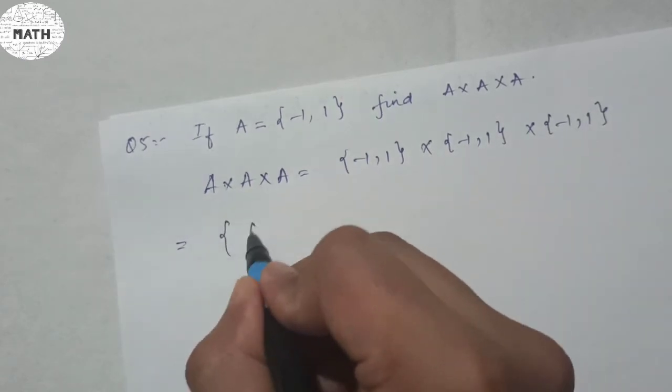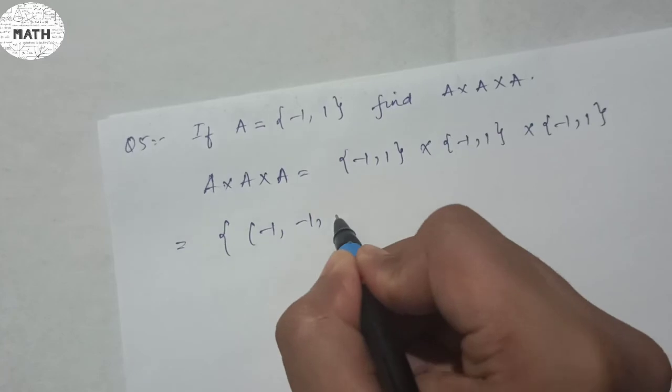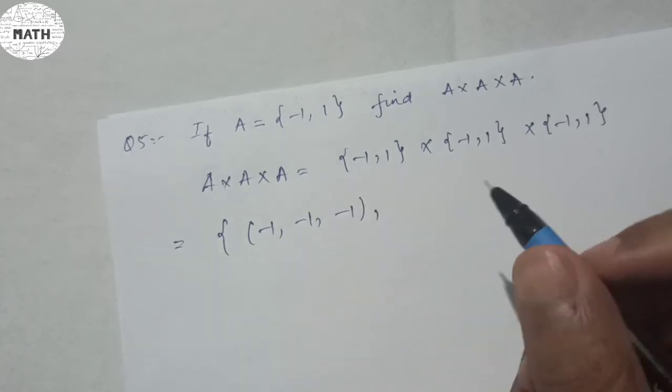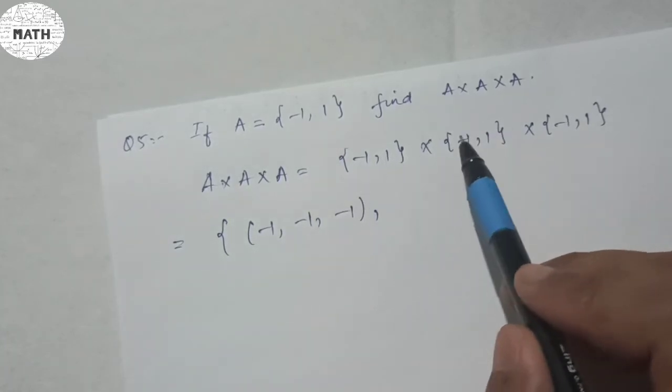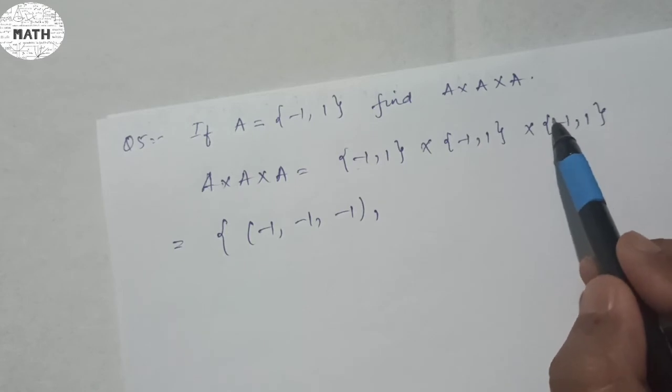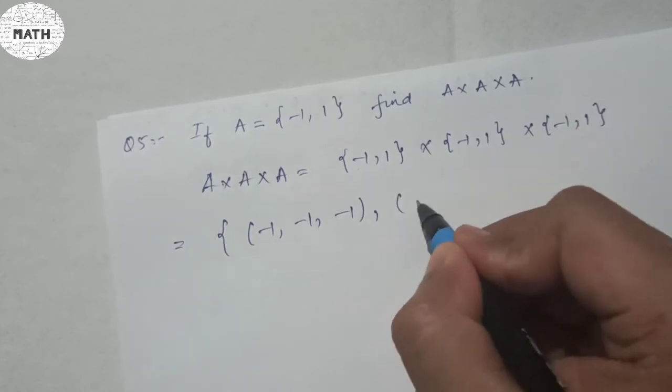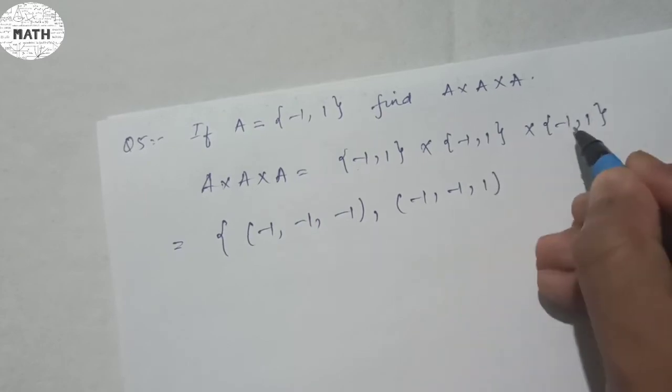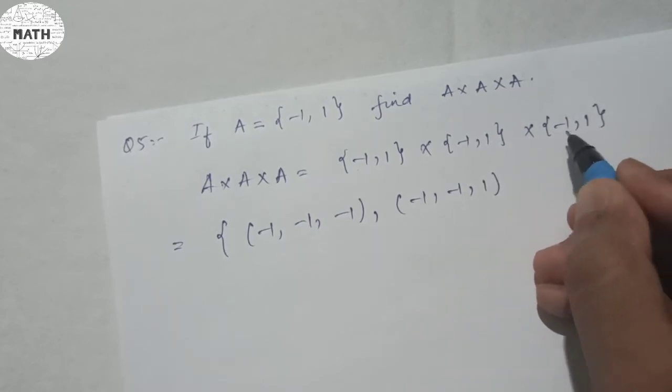So that will be nothing more than minus 1, minus 1, minus 1. Next, as I have taken everything for the first element, I'm going to ignore this. I'm going to take the second element. So that will be minus 1, 1. So this 2 is done with your minus 1.